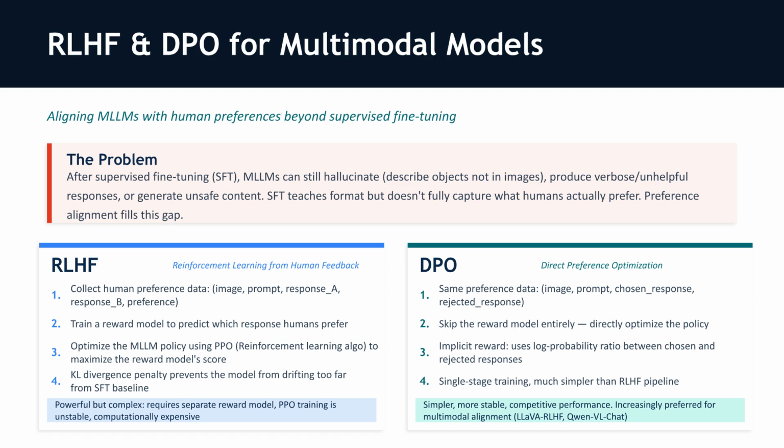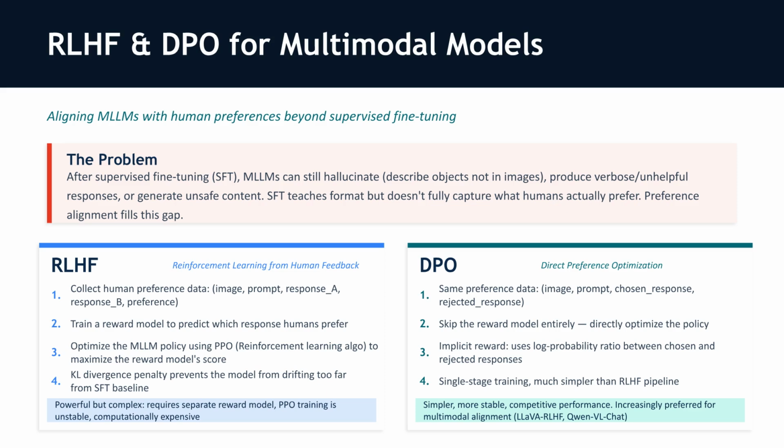RLHF, or reinforcement learning from human feedback, works in 4 steps. First, collect human preference data, where annotators compare 2 model responses to the same image and prompt. Second, train a reward model to predict which response humans prefer. Third, optimize the MLLM using PPO, a reinforcement learning algorithm, to maximize the reward model's score. Fourth, add a KL divergence penalty to prevent the model from drifting too far from its supervised fine-tuning baseline. RLHF is powerful, but complex and computationally expensive.